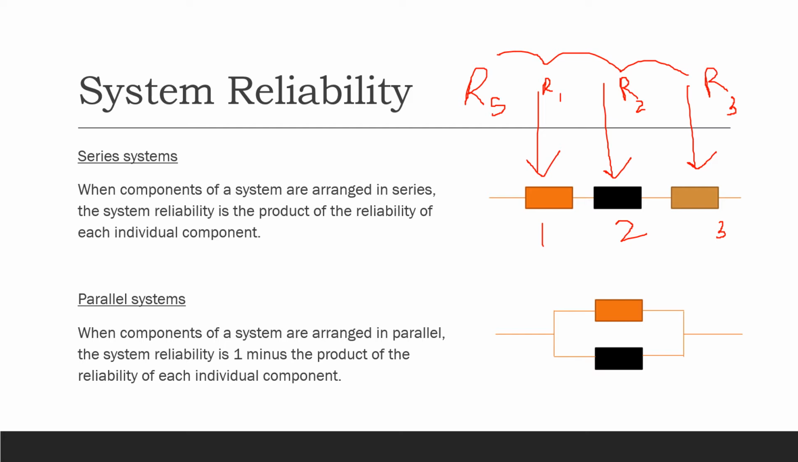Okay, parallel looks like that. So when components of the system are arranged in parallel like this, we have system reliability. The same thing: we have component 1 and component 2. So therefore, you have reliability 1 and reliability 2, so that system reliability is equal to 1 minus the product of the unreliability of each individual component.